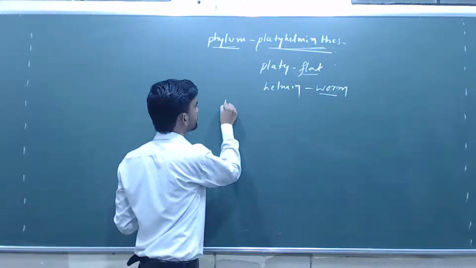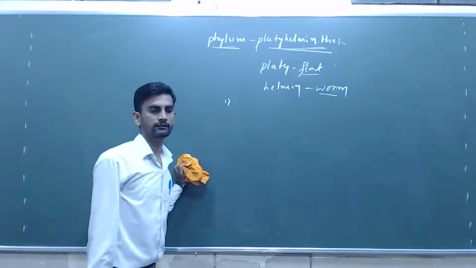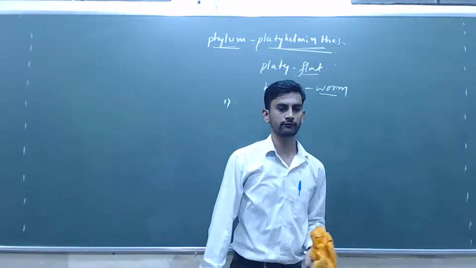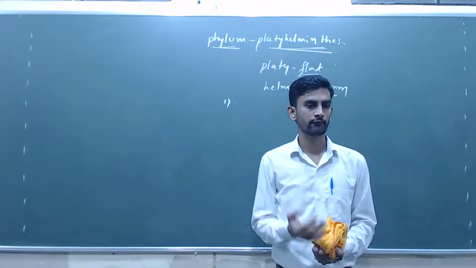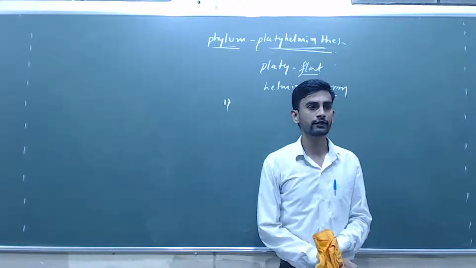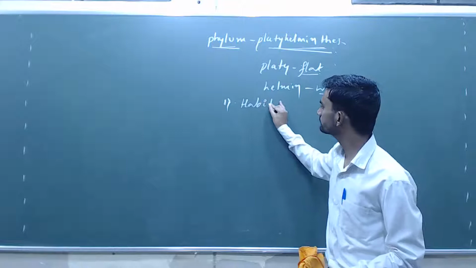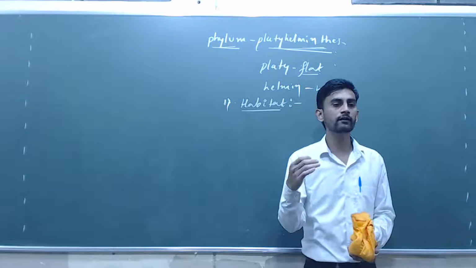We have already discussed this in the previous class also. We always start with the basis of classification. In the previous class also we started with the basis of classification, so today also we will start with some basic characteristic features from the basis of classification. What is the first basis of classification character? We will start with habitat. Habitat means where the animal is living. So first one, habitat.